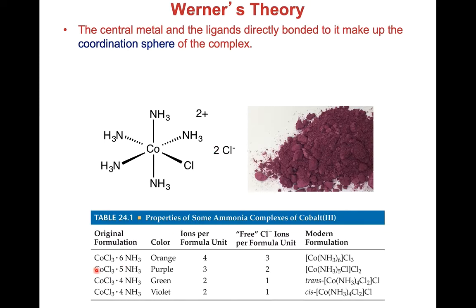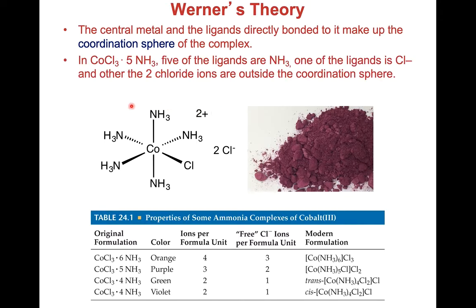So the second formula that we have here, the purple compound, Werner's structure for it would be this one that we've drawn here. We have this complex cation. It has a 2 plus charge because it's cobalt 3 and chloride has a minus charge. So the charge on the whole complex cation is 2 plus. Plus 3 minus 1 gives me 2 plus overall.